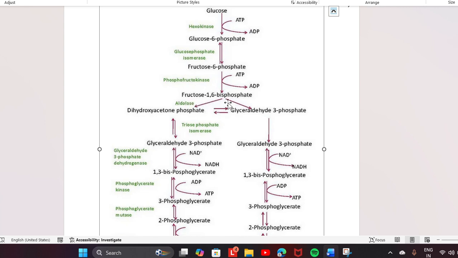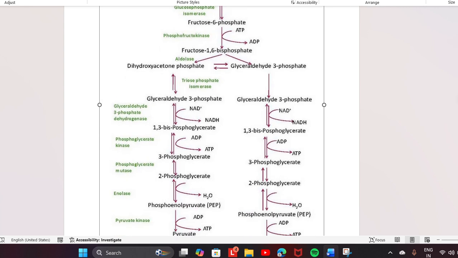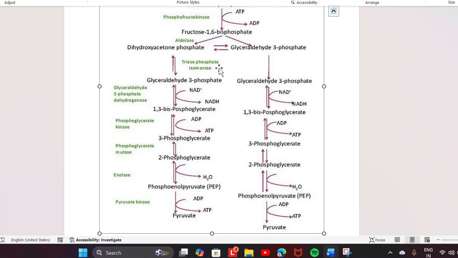Now, fructose 1,6-bisphosphate breaks down in the presence of aldolase into dihydroxyacetone phosphate and glyceraldehyde 3-phosphate. Both of these products will undergo the same breakdown, and the same enzyme will take part here. There is no change. But the inverted arrow implies that they can interconvert, like this can convert into this and this can convert into this, right? Similarly, the enzyme responsible for this step is triose phosphate isomerase.